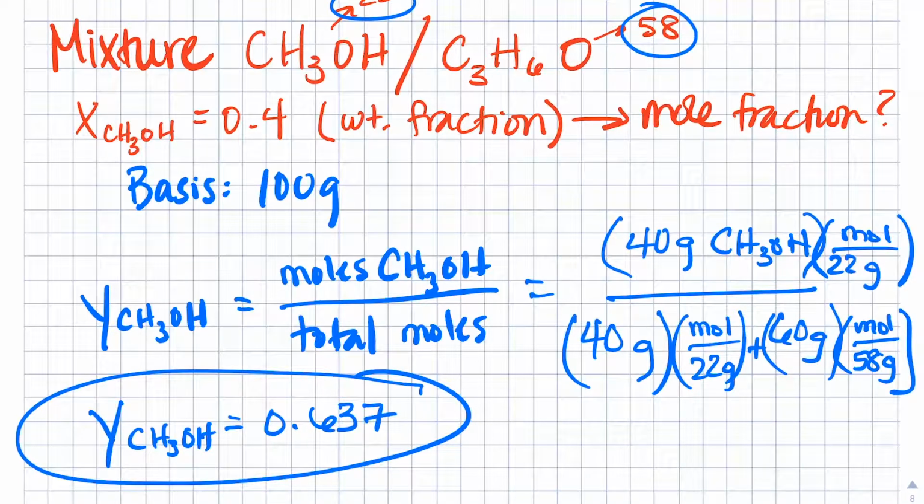So it's really easy. The process is assume a basis of whatever unit you're given. So if you're given a weight fraction or a mass fraction, assume a basis of mass. If you're given a mole fraction and need a mass fraction, assume a basis of moles. And then continue on with the conversions you can get simply from the periodic table.